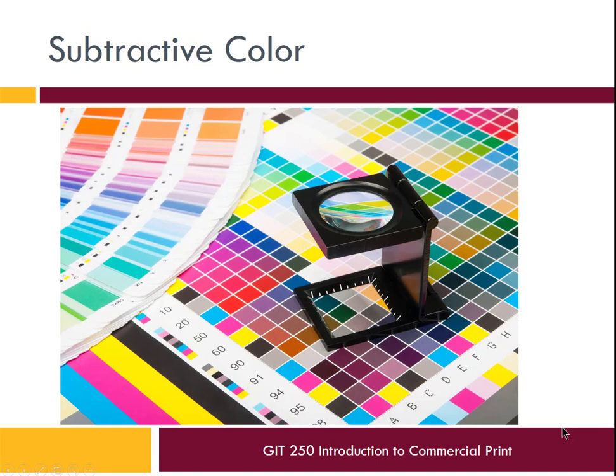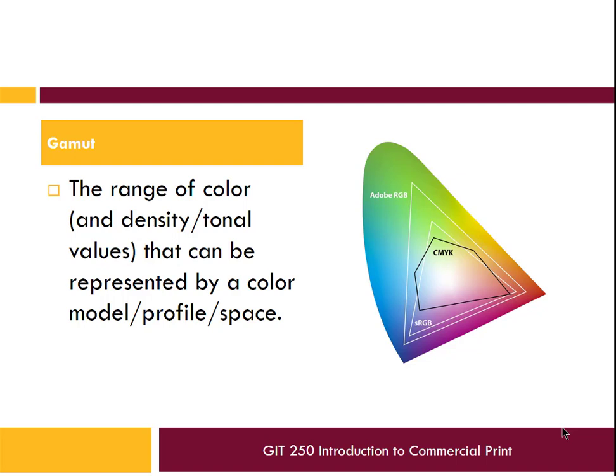All right, so ink on paper, subtractive, right? Everybody cool with that? All right. So moving on, gamut. I told you we'd talk about the definition of gamut. Gamut is just a word for saying how much color is in a certain system.